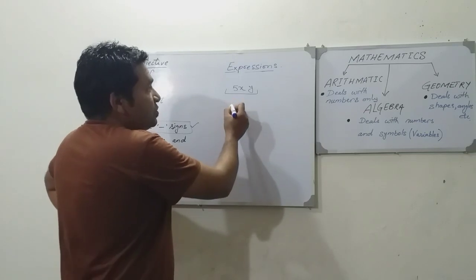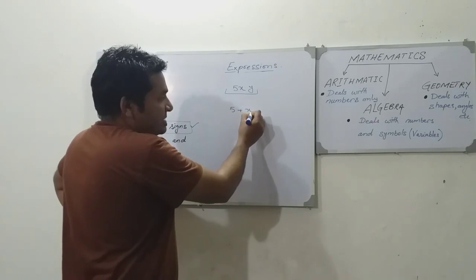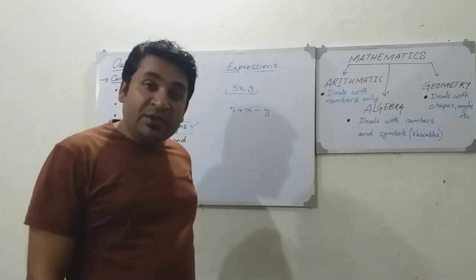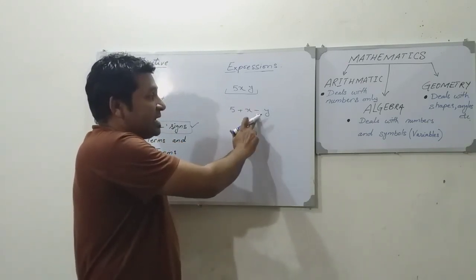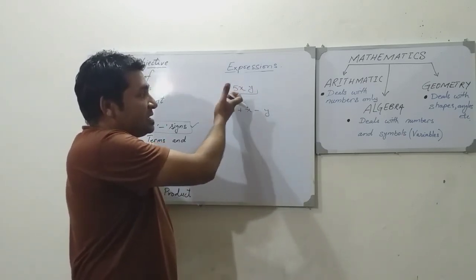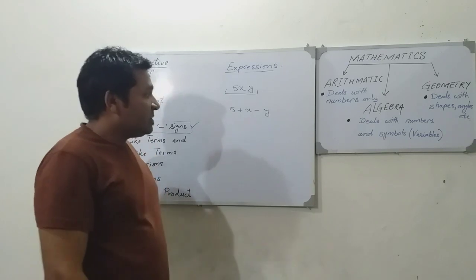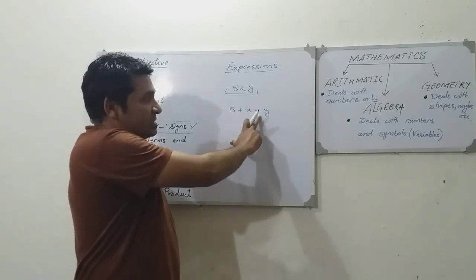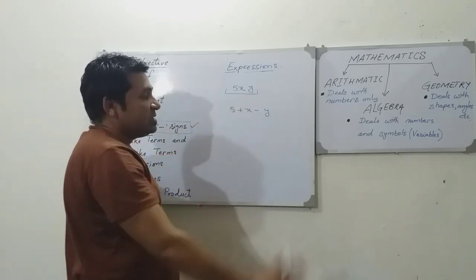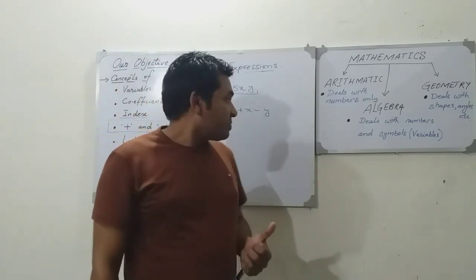But if I use 5 plus x minus y, now this expression consists of three terms because I have used plus and minus signs. And 5xy is a single term because there is no plus or minus sign between the numbers or symbols. Where a plus or minus sign is present between the terms, it is actually separating the terms.